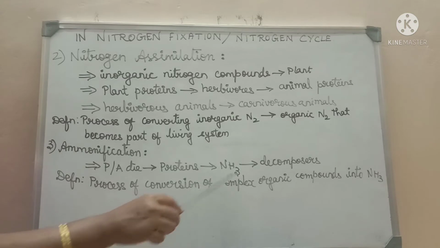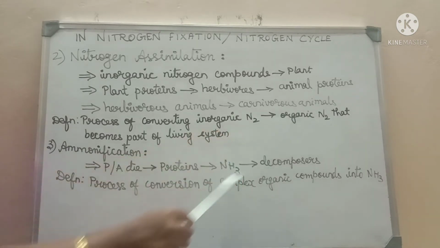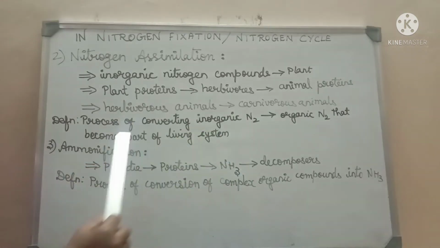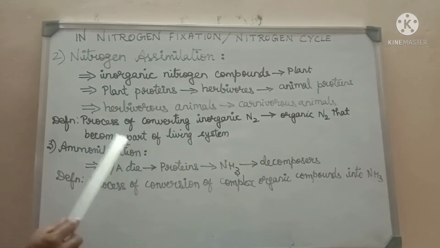The process of conversion of complex organic compounds that are present in either plants or animals into ammonia is called ammonification.